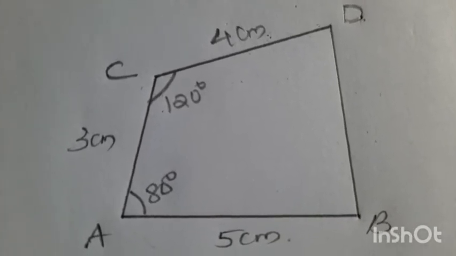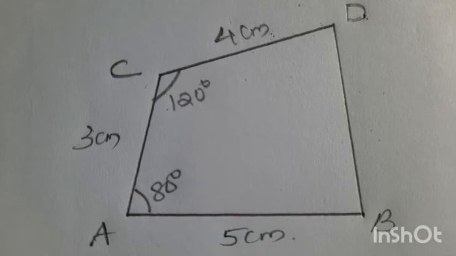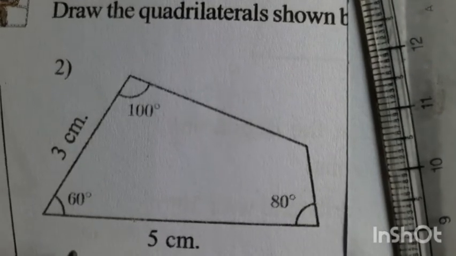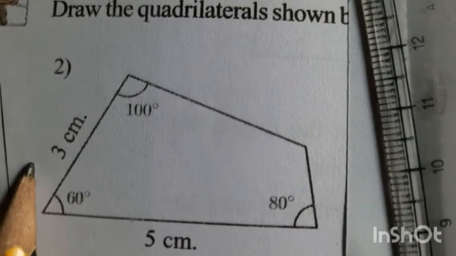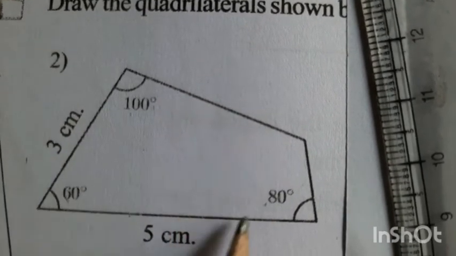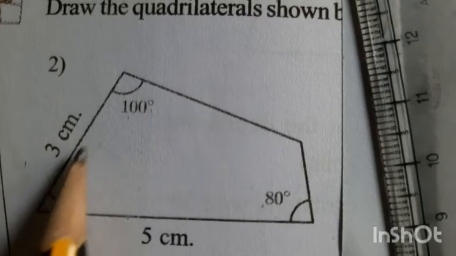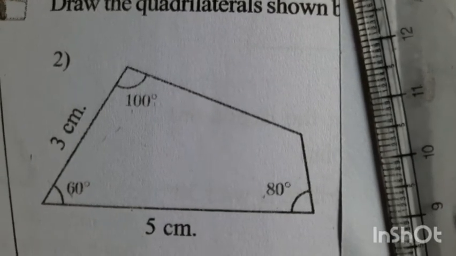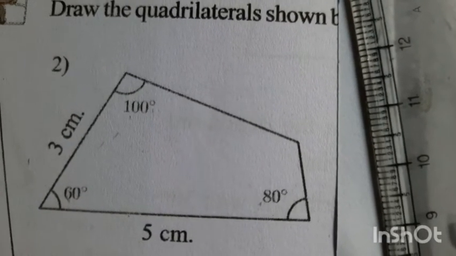You have given 3 sides and 2 angles. Draw the next quadrilateral with 5 centimeter, 3 centimeter, and 3 more angles are given: 60, 100 and 80 degree. So 3 angles and 2 sides are given. You should draw the quadrilateral.